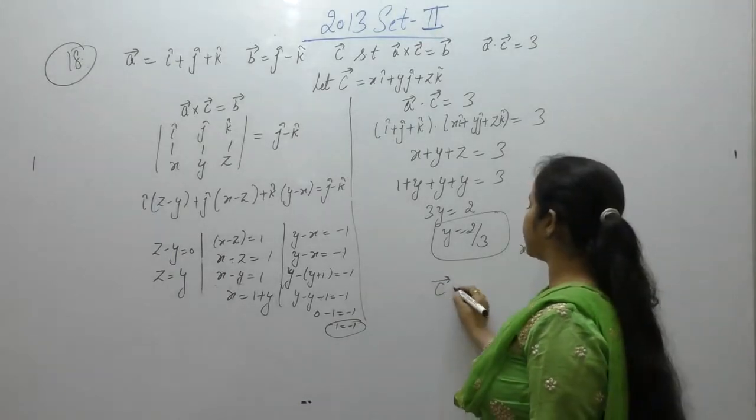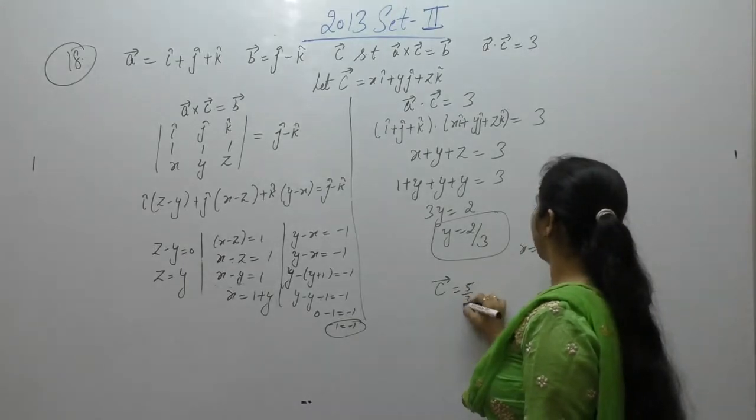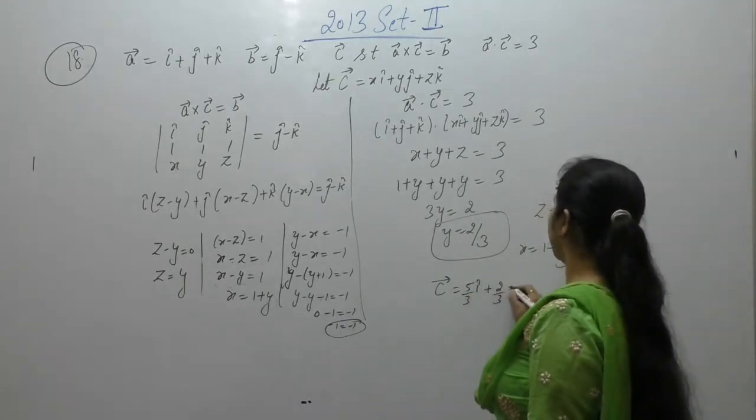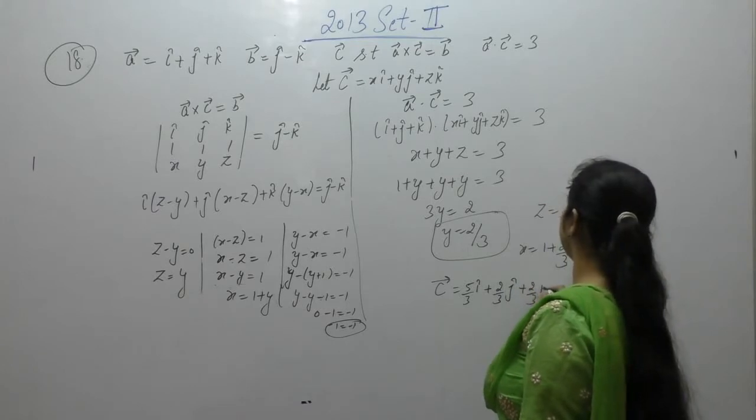So what is the value of vector C? It is xi + yj + zk.